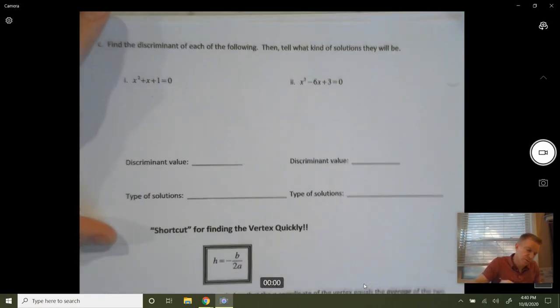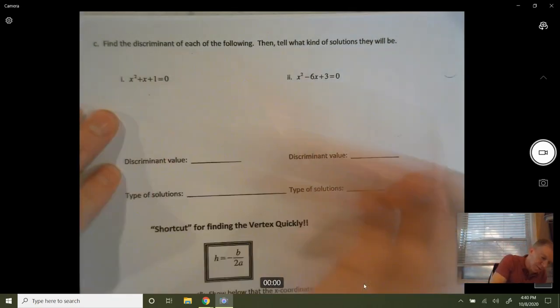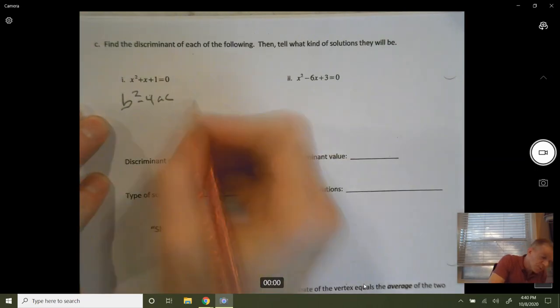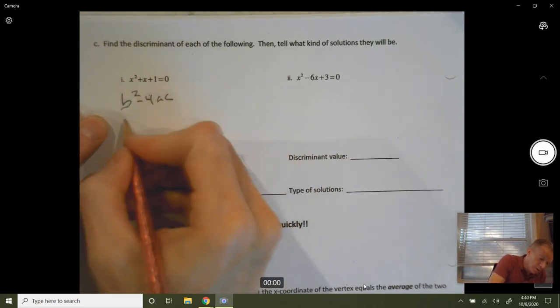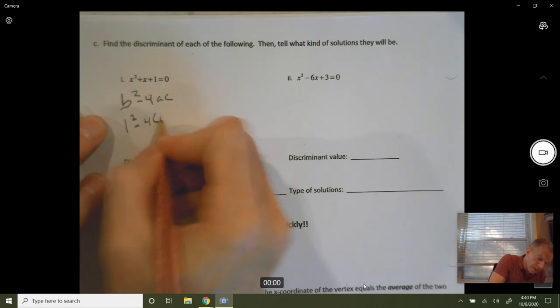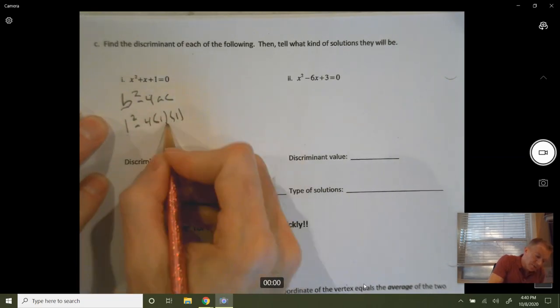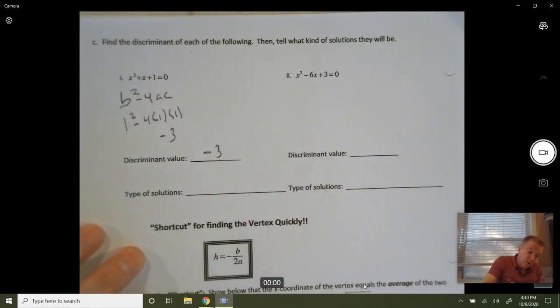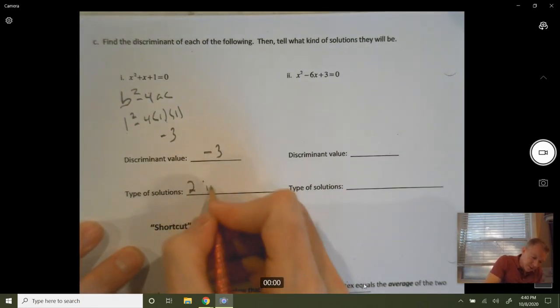We're going to find the discriminant, and simply from the discriminant, we're going to figure out what types of solutions we have. Find the discriminant. The discriminant is b squared minus 4ac, which is b squared, so that's 1 squared minus 4 times 1 times 1. So 1 minus 4, negative 3. Types of solutions, well, there are two imaginary solutions.